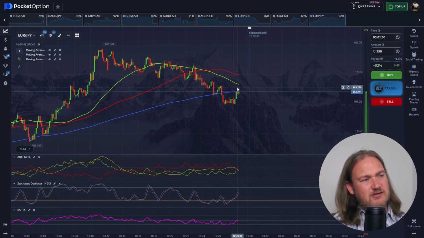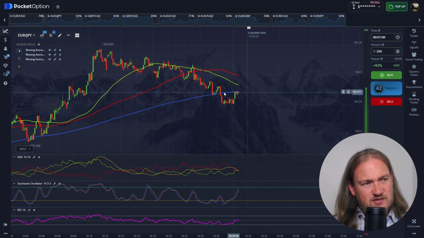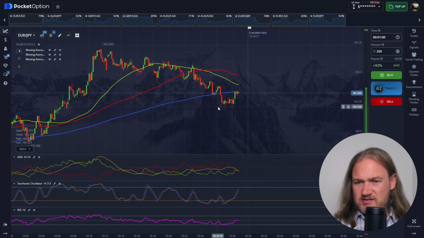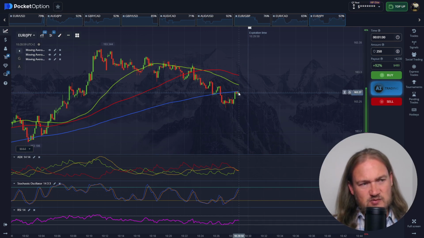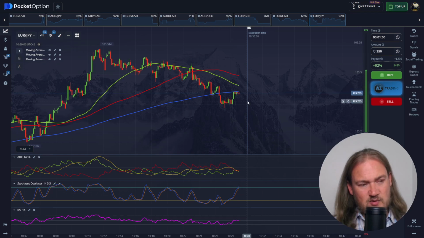Okay, so it looks like it's an emerging bearish trend. So for now, because my 50 and my 100 are still way above my 200 moving average, I'm not going to take this as a bearish trend. So I'm not going to take the RSI trades at the moment.